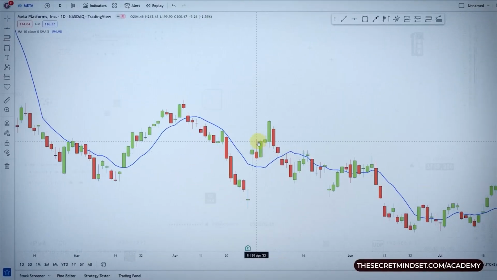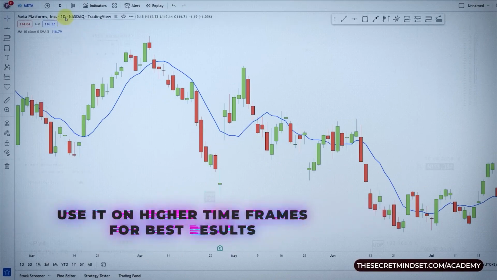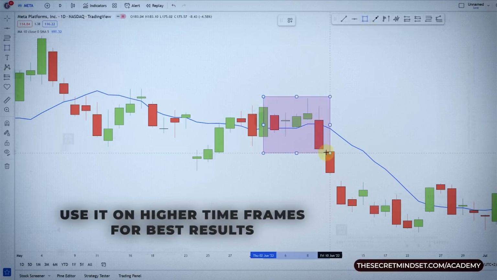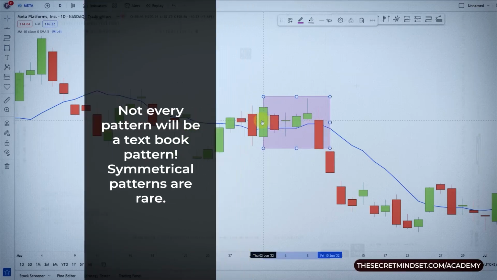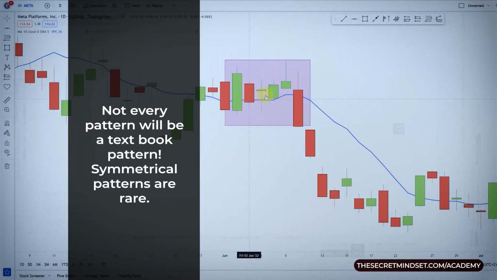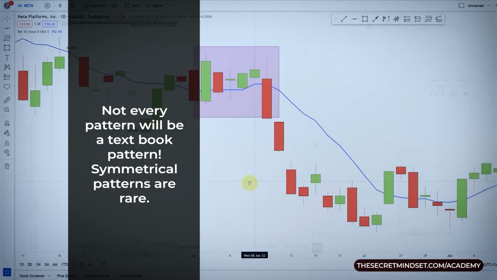This price action pattern is quite versatile. You could trade it on any time frame you want. Here's a trade on the daily time frame for those of you that don't have much time to trade. As a side note, not every pattern will be a textbook pattern. I would love to find symmetrical patterns, but this is not how the market works.